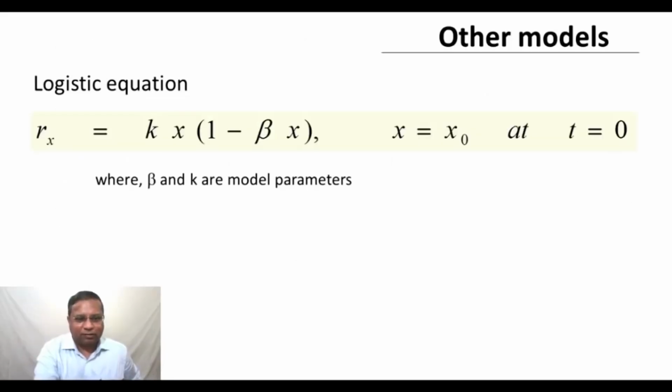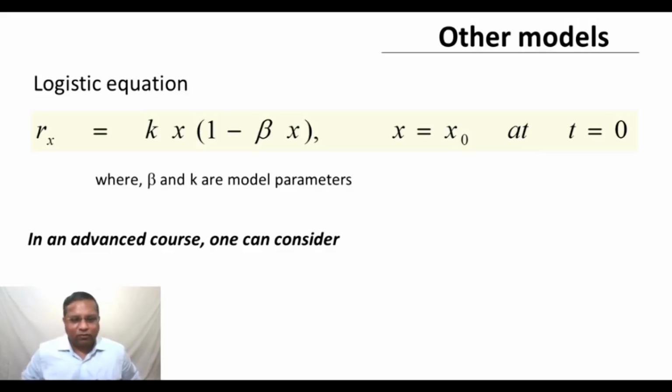One other model, I think I'll just show you just one other model. It's called the logistic equation, which is helpful in certain situations, where Rx, the rate of growth, equals k into x into (1 minus beta x), where k and beta are the model parameters which change according to the system. And this goes with the condition that x equals the initial cell concentration x0 at time t equals 0. This is called the logistic equation, which is valid under certain circumstances.